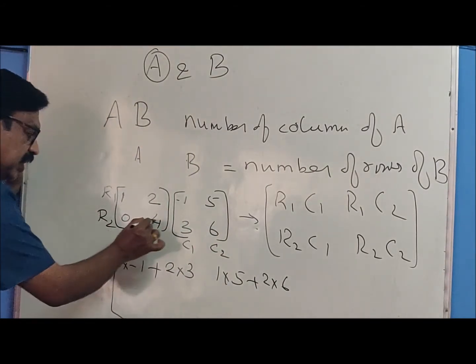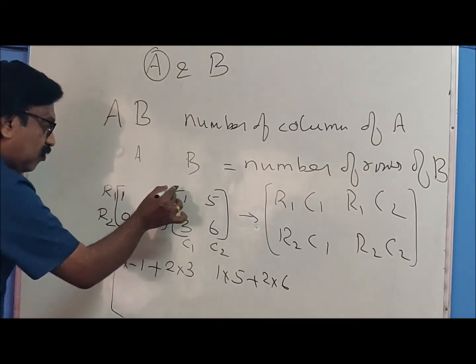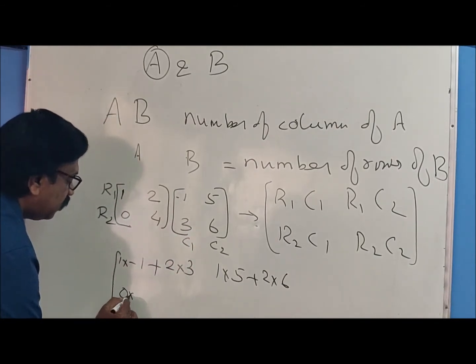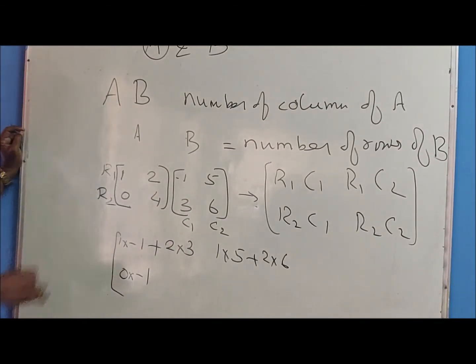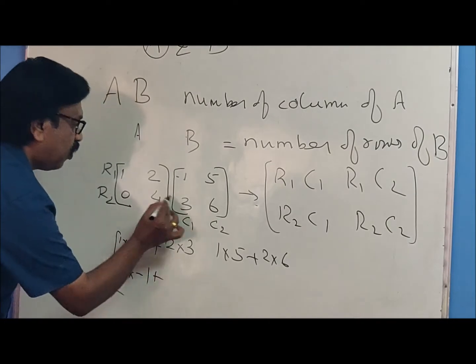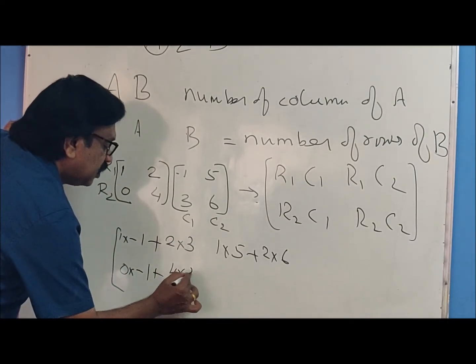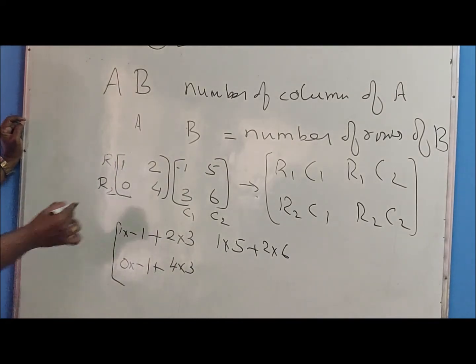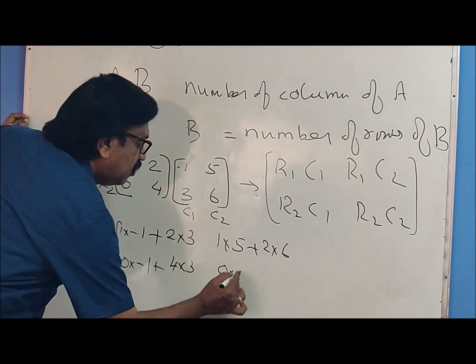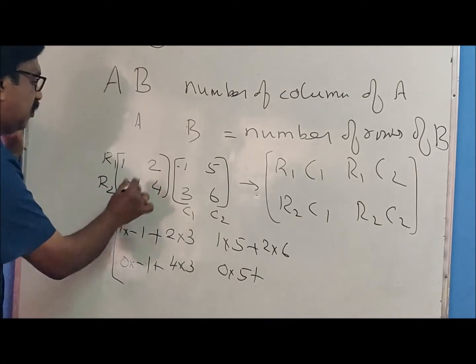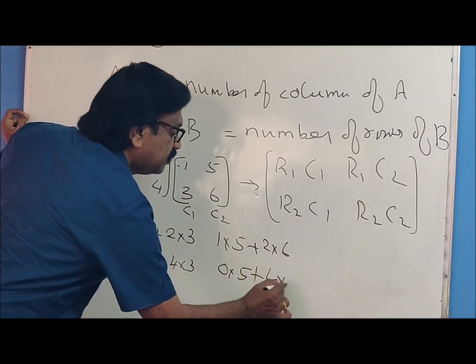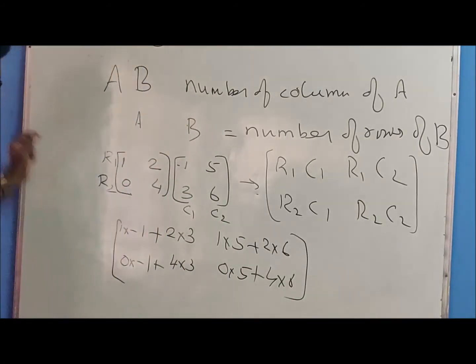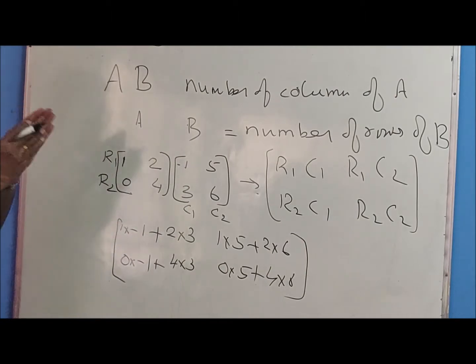Now we take the second row. Second row and first column: 0 into -1 plus 4 into 3. Again, second row and second column: 0 into 5 plus 4 into 6. You see, these numbers we can calculate. This is the operation method.